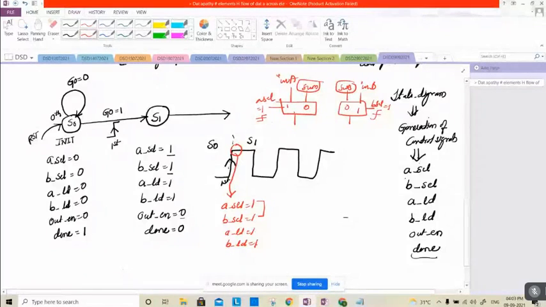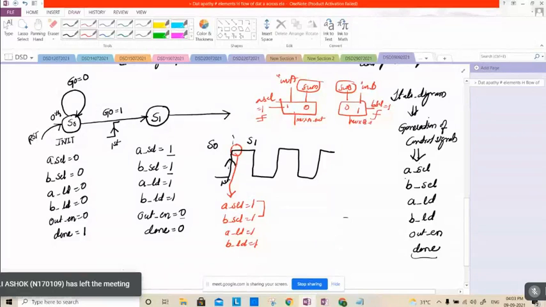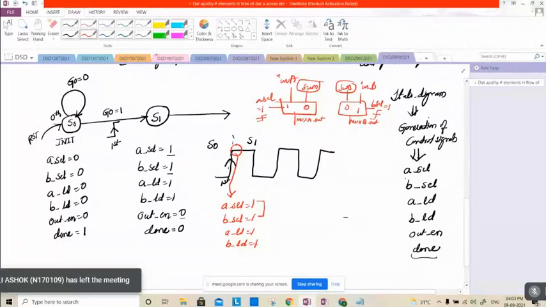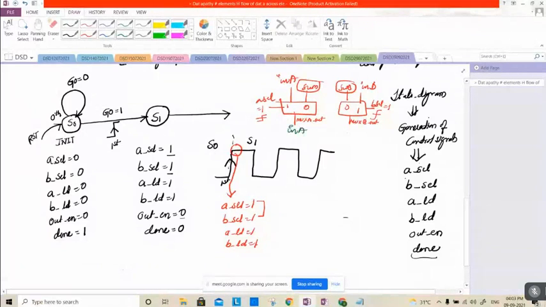Now tell me what will be the value of multiplexer 1? What will the Mux A output be? Input A, sir. What will the Mux B output be? Input B. Right, so this will be input A and this will be input B.